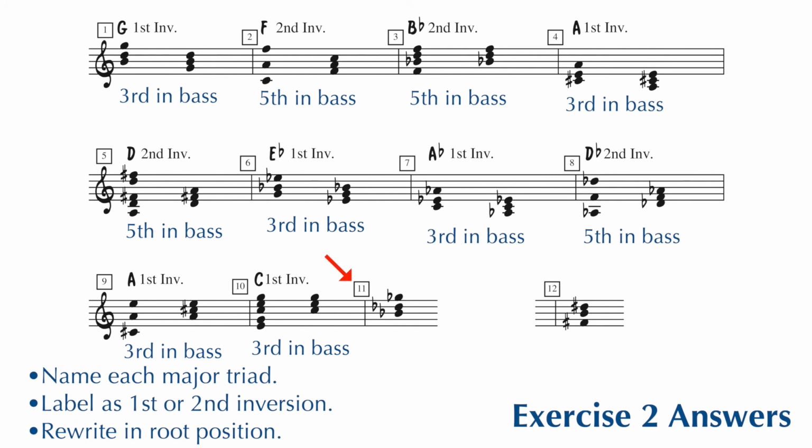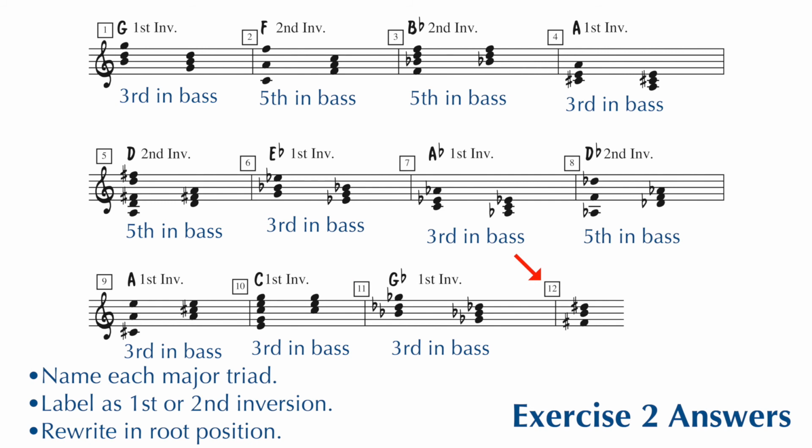Number 11, I can take the G flat at the top, move it down an octave. Now everything's nice and neatly stacked together with G flat, B flat, D flat. This is a G flat major chord, originally in first inversion because the B flat, which is the third of the chord, is at the bottom of that chord.